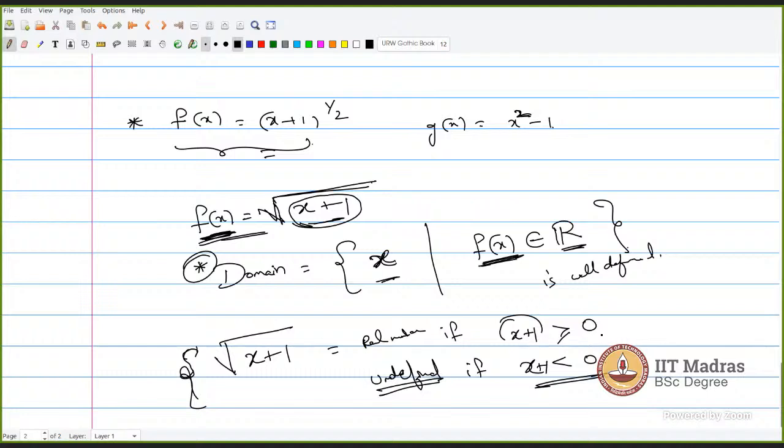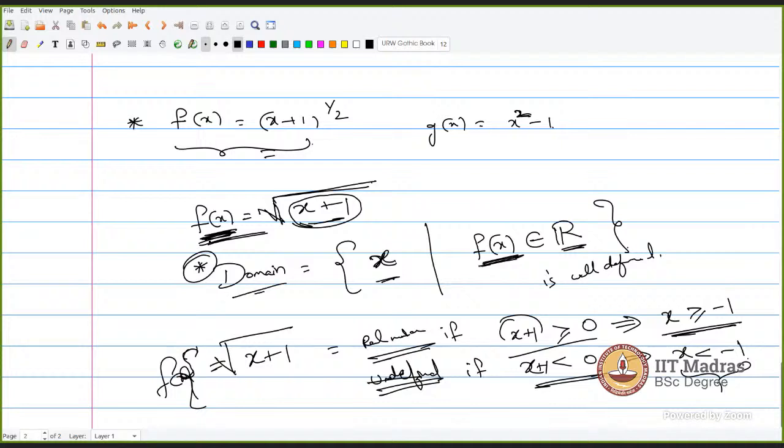Now, x plus 1 is greater than or equal to 0. It implies nothing but I will just take this plus 1 to the right hand side. I will get x is greater than or equal to minus 1. And this is same as x is less than minus 1. So for x less than minus 1, this particular f of x is undefined. For x greater than or equal to minus 1, it is giving me a real number. That means my f of x is a real number. So I have to find the domain of this function f of x, right?